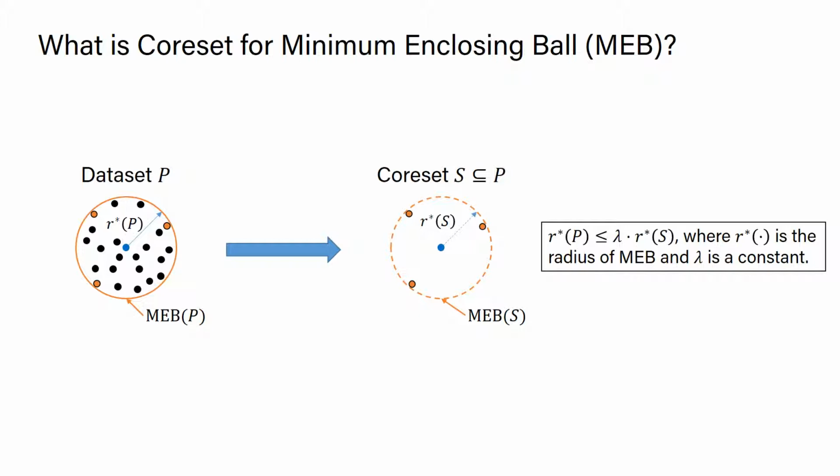Coreset for minimum enclosing ball, or MEB for short, has also received significant attention. For a point set P, its MEB is the smallest ball that contains all points in P. A subset is a coreset of P if it can approximate the radius of the MEB of P within a bounded error. Coreset for MEB is useful for a wide range of applications.